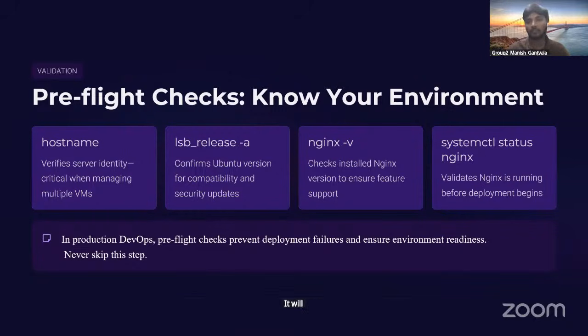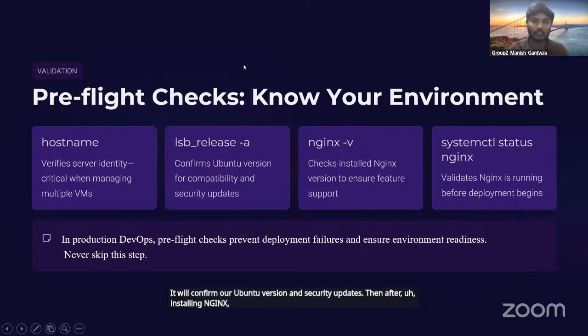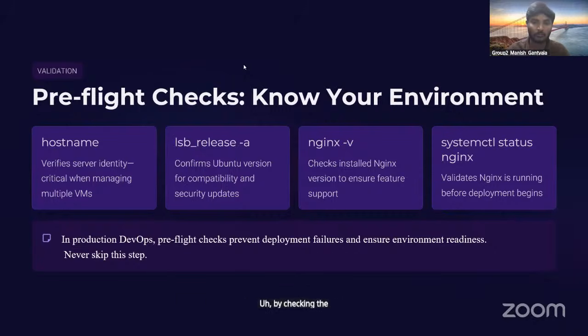It will confirm our Ubuntu version and security updates. Then after installing Nginx, we can check whether Nginx is installed or not. We can run nginx -v to check the version to support the features. And after that, checking the status validates that our Nginx is running before deployment begins.